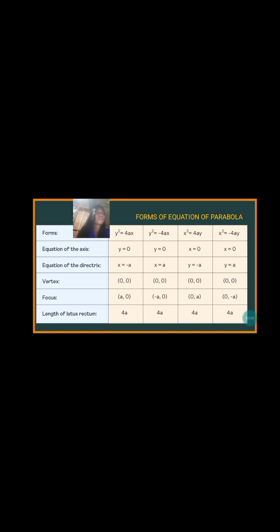So as you have observed, if the vertex is at the origin, the center, we always have the length of the latus rectum 4a in the different forms. Now, these are the features for identifying the parabola.